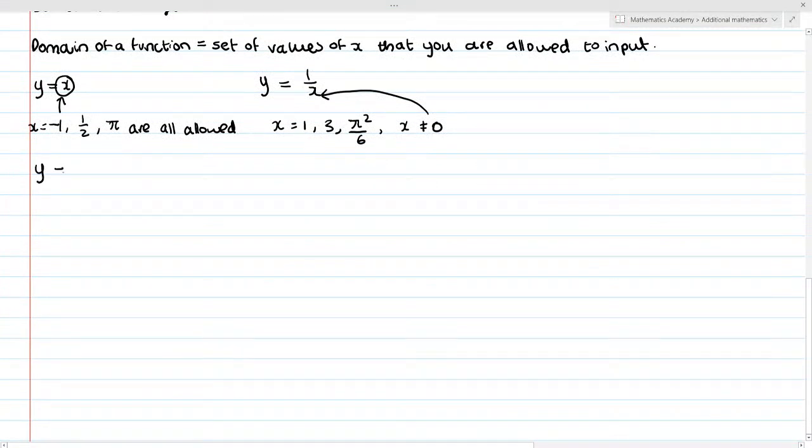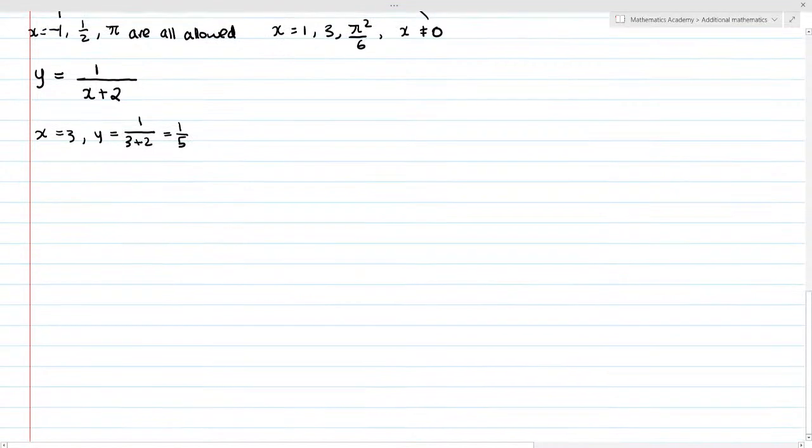So we can take another example. For example, let's look at the function y equals 1 over x plus 2. Let's think about what the domain of that function is. Well, every value of x is allowed. So if I plug in 3, for example, y is just equal to 1 over 3 plus 2, which is 1/5. That's a fine value. But clearly, the only value that I'm not allowed to plug in is whenever I have 1 over 0. So the value of x which gives me 1 over 0 is the only value that's not allowed.